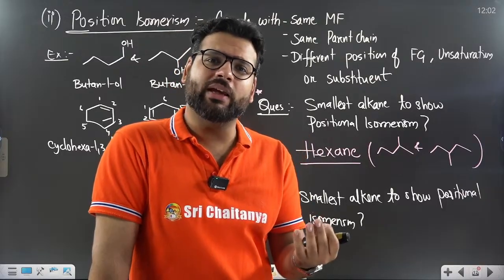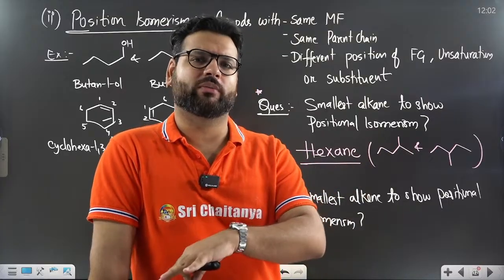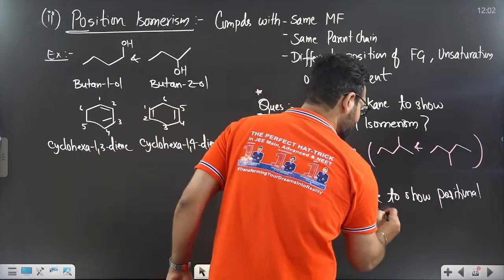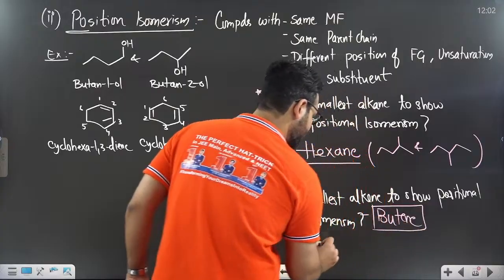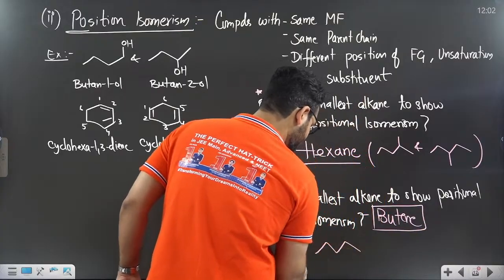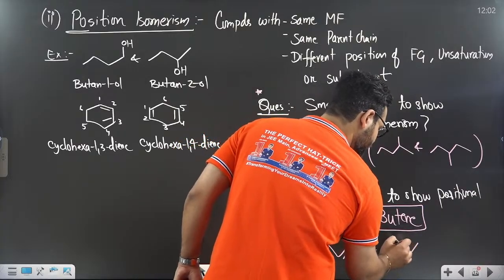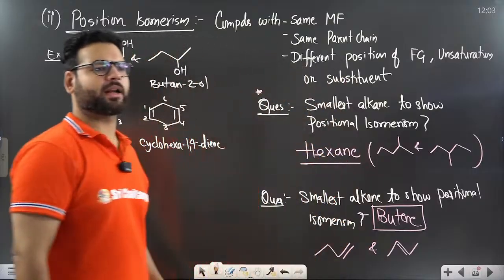But butene can be 1-butene or 2-butene. So butene will be the answer. Smallest alkene is going to be butene. It can show but-1-ene and but-2-ene. So answer is 4 carbons are required.